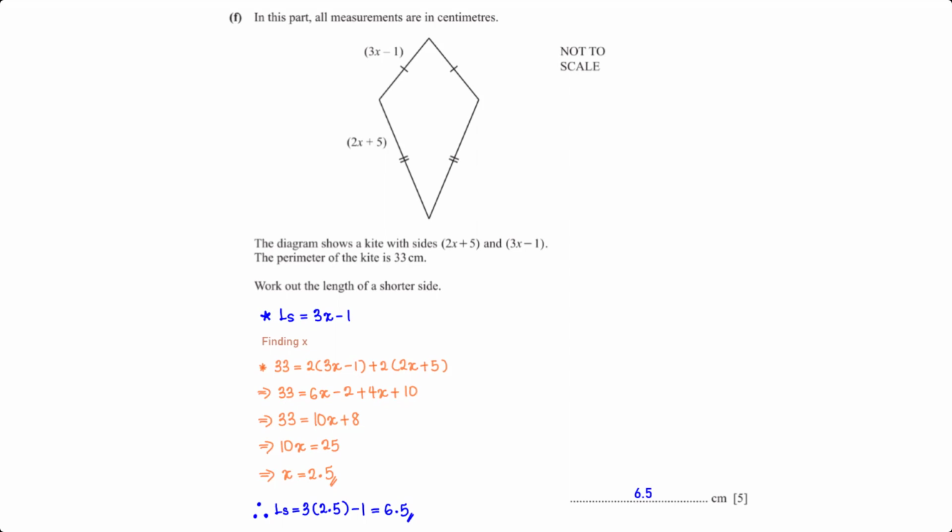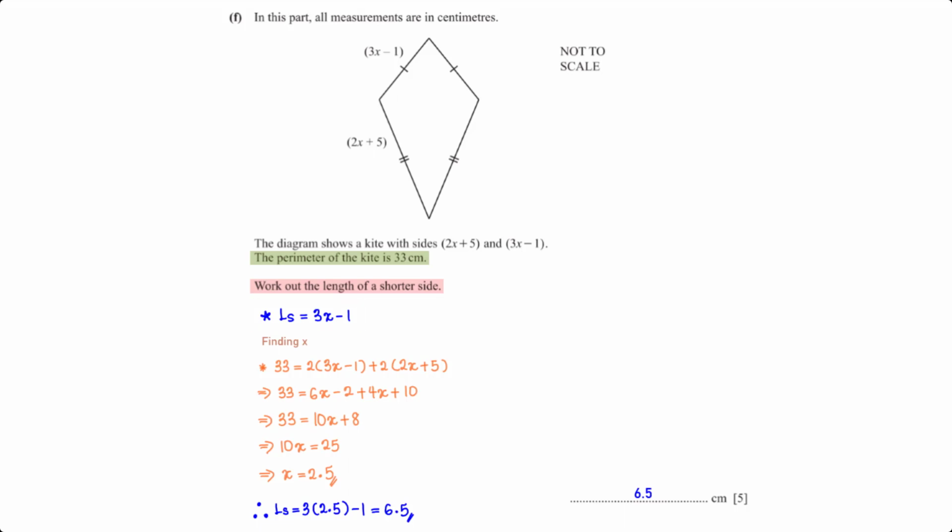In this part, all measurements are in centimeters. The diagram shows a kite with sides 2x plus 5 and 3x minus 1. The perimeter of the kite is 33 centimeters. Work out the length of a shorter side. We know the length of the shorter side is 3x minus 1. So now we need to find the value of x.